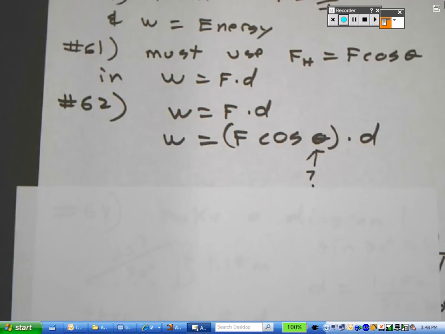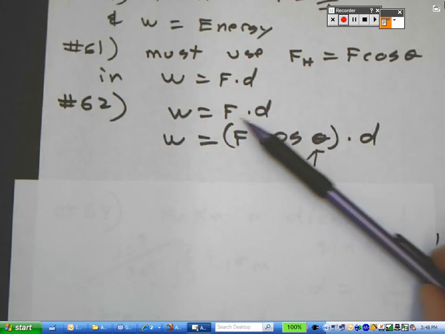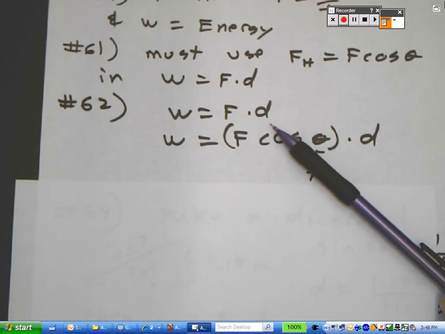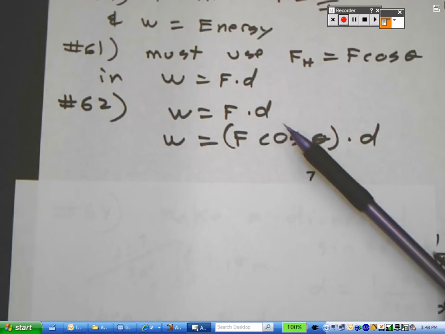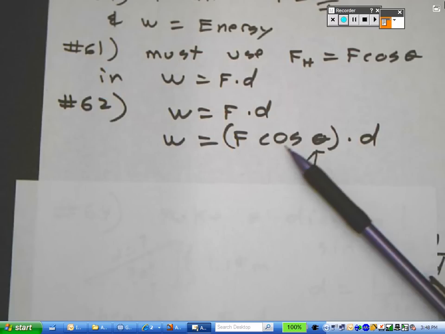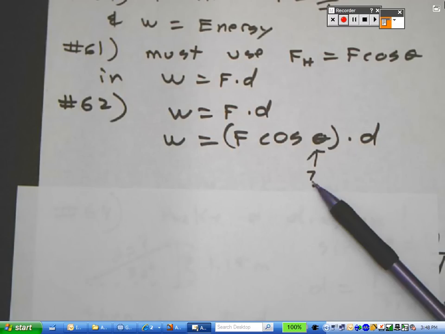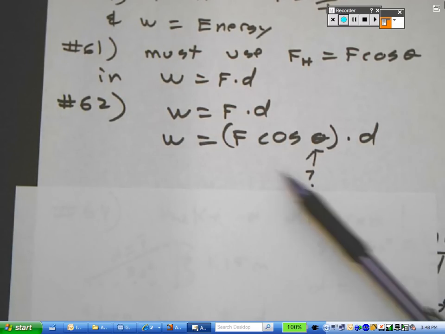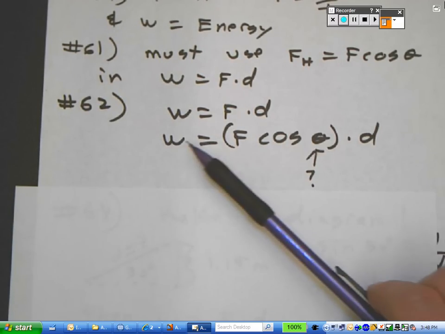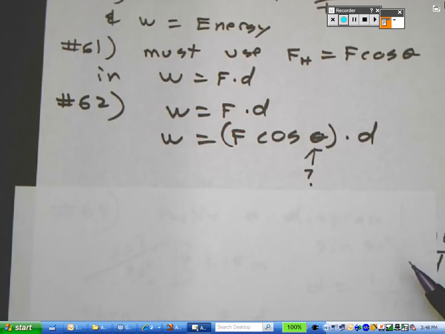For number 62, again, you see so many of these problems use work equals force times distance. Again, because you're not applying the force in the correct direction, we're going to use work equals force times cosine theta times distance. This time, we don't know what theta is, but it's just algebra. If we know every other part, the work, the force, the distance, we can solve for theta. Remember, inverse cosine is very useful for that.